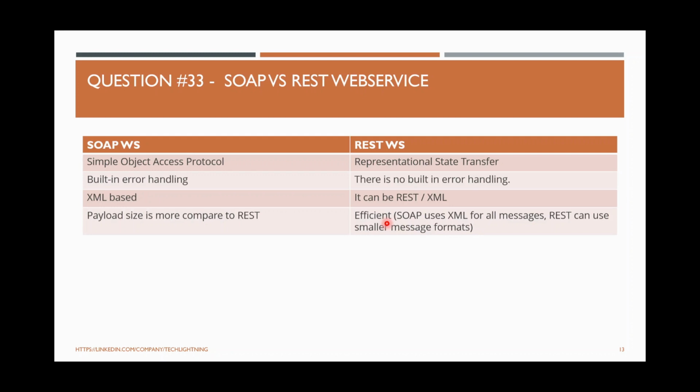So when you exchange data through HTTP or HTTPS, it will be faster, because if I exchange 100 KB here, in REST I will exchange only 50 KB. From a network latency perspective, it is more efficient and faster as well. REST stands for Representational State Transfer. It is an architectural style, and there is no built-in error handling. It can be JSON or XML. In SOAP, it will be XML. I'll move on to the next one.